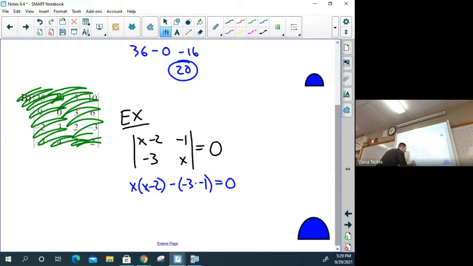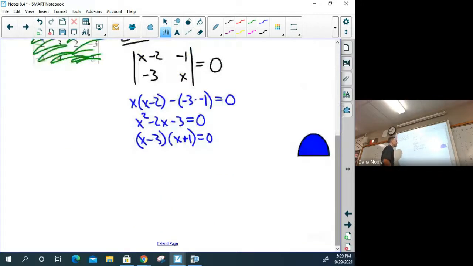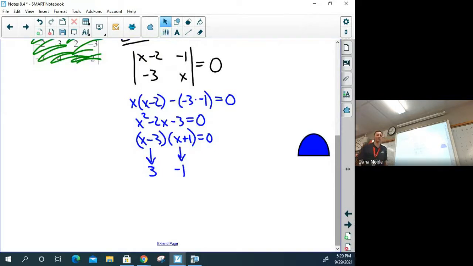A little bit of distribution. That's a negative 3 times a negative 1. That's a positive 3. So it's going to be a minus 3. And now we've got a quadratic. And from our quadratic, we can now turn it into x minus 3 multiplied by x plus 1 equal to 0. Extend just a touch, and that will tell us that our two values that we could get to make this determinant equal 0 are 3 and negative 1.